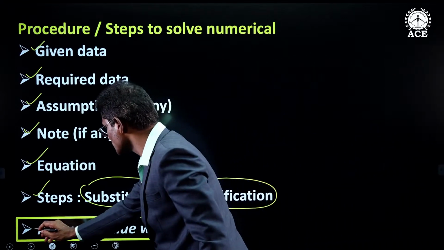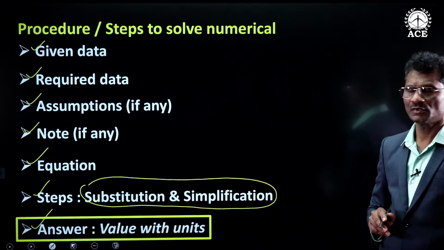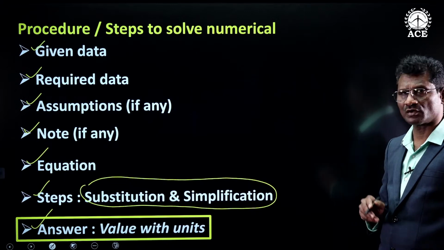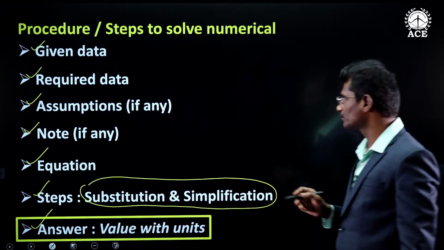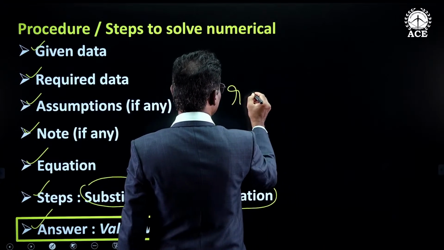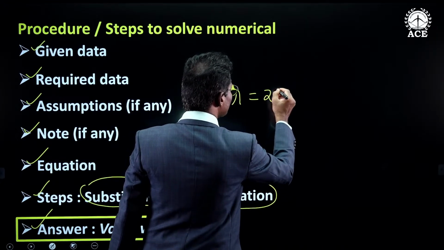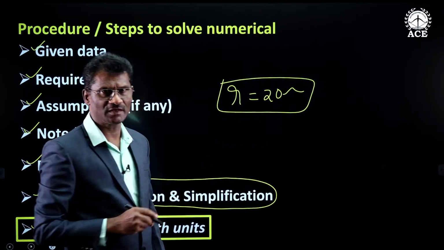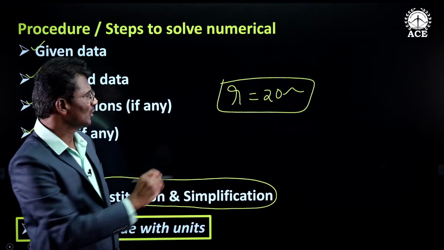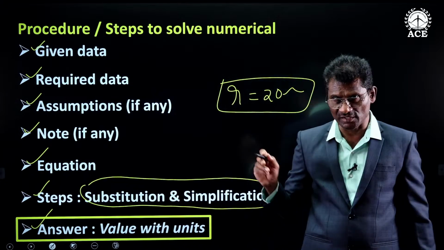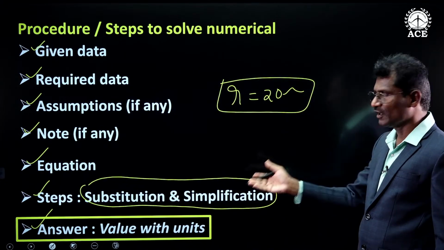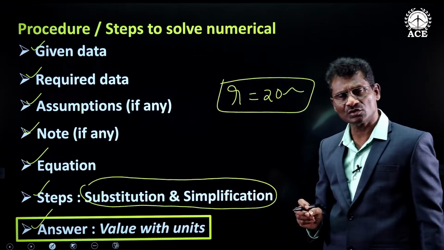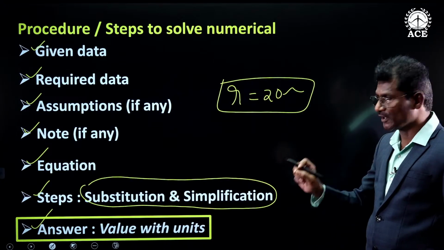Later on, write the answer along with the units, and better put a box over it. Suppose you are asked to find out some dynamic resistance of a diode. At the end you can say R equal to, say, some 20 ohms. Put a box on that. If possible, write ANS, answer, beside it also. If you write in this fashion, the examiner can easily verify where the answer is located. If you follow these steps, I am very sure you will get full marks in minimum time.